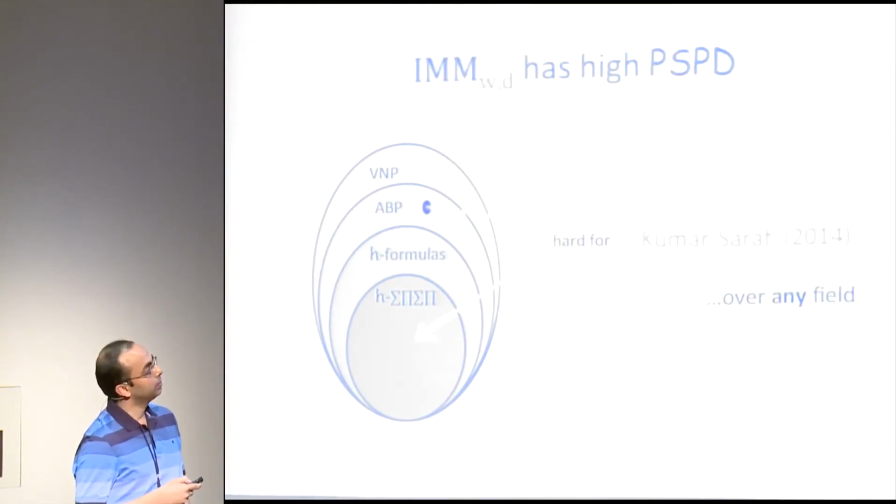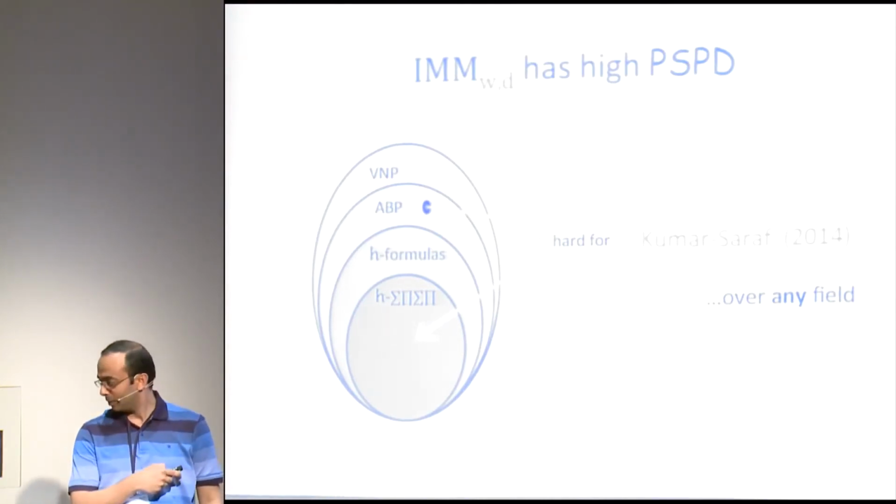And later on, as I was mentioning, Kumar and Saraf showed that you can actually take the hard polynomial to be IMM and show that it's hard for homogeneous depth circuits over any field. Okay? How much time do I have now?